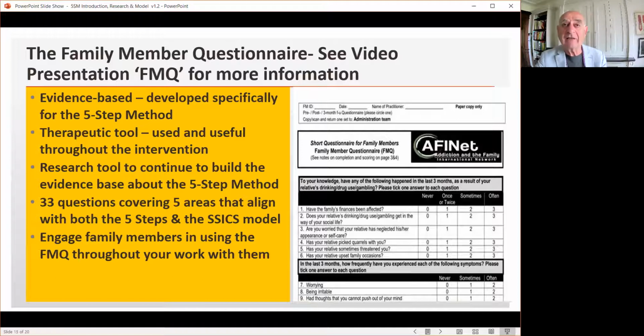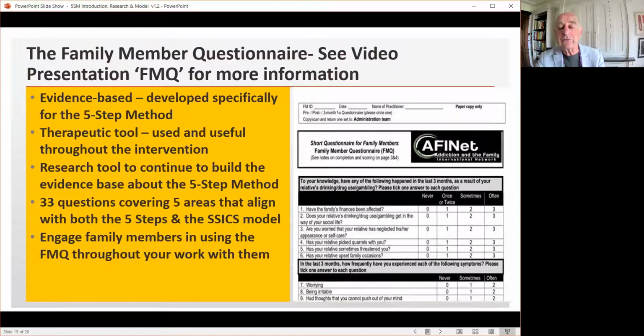But secondly, and helpfully, it's also a research tool, so that we can continue to build the evidence base about the 5-step method, because we do it right at the beginning, and that therefore informs all the steps, and that's why it's used therapeutically throughout, to inform those steps. It's used right at the end, so that the family member can see how they've changed, but then also that gives us research evidence about how they have changed, and it's used in follow-up, 3 or 6 month follow-ups, depending on what organizations can manage.